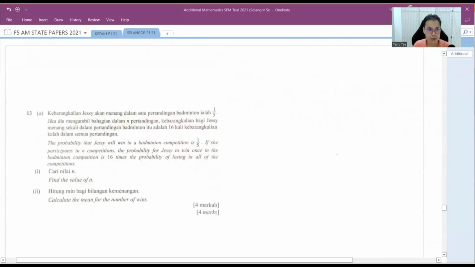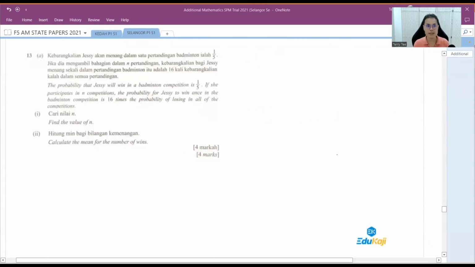Okay, moving on to question number 13. This is from chapter 5, probability distribution. The first part is a binomial distribution. The probability that Jessie wins a badminton competition is 1/5. If she participates in n competitions, the probability for Jessie to win once is 16 times the probability of losing all. Find the value of n.